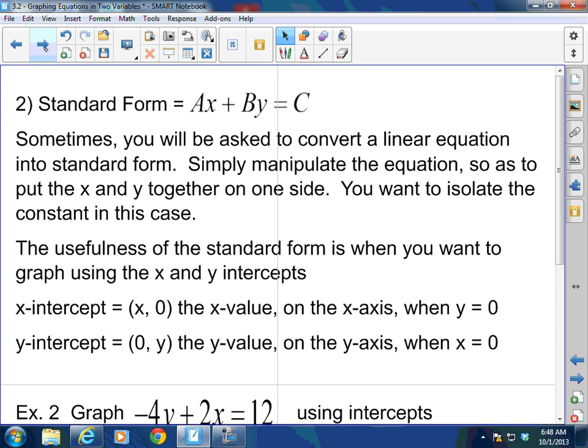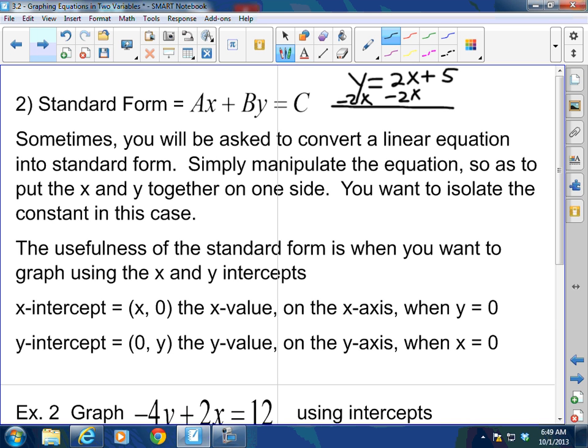Now, what are they talking about? Let's say I tell you that y equals 2x plus 5, okay? When they want you to write this in standard form, they want you to get the x and the y's together. So you're going to subtract 2x from both sides, and you're going to have negative 2x plus y equals 5. Now this is in standard form. In this case, the constant is what you want to have all by itself on one side.